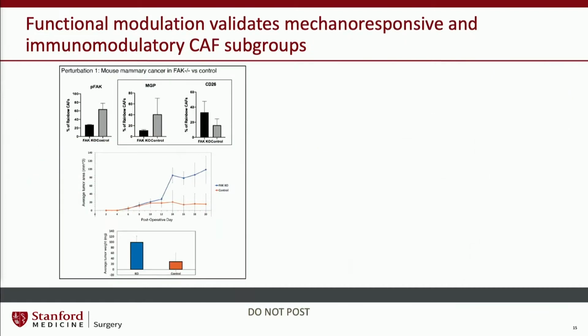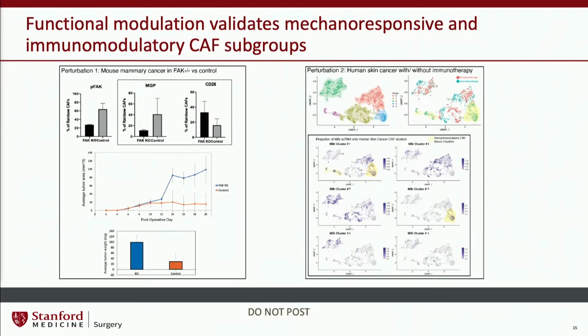Finally, in order to validate the relevance of our data, we did several functional experiments. The first, we knocked out FAK in mice, and we isolated the CAFs from these, and we found that when FAK was knocked out, we saw at a protein level that the genes that we found to be associated with these showed decreased expression. We also found that in the FAK knockout mice, the tumors had a significant change in size, suggesting that actually the mechanotransduction subgroup of CAFs support tumor restriction and growth.